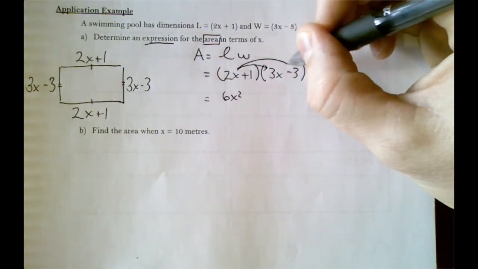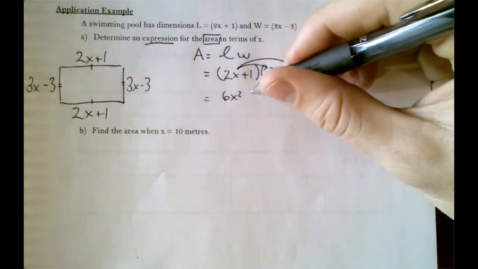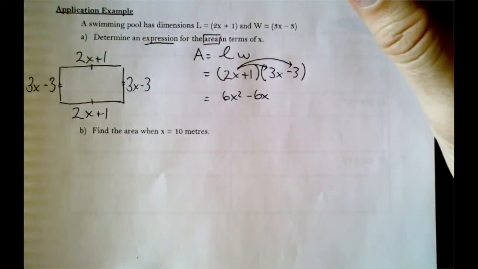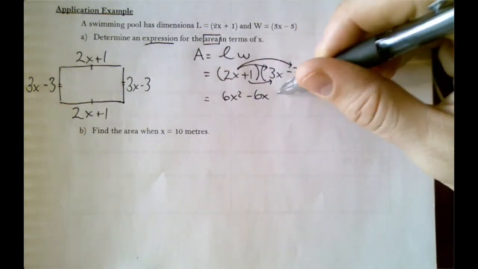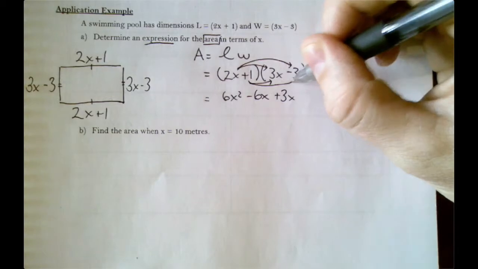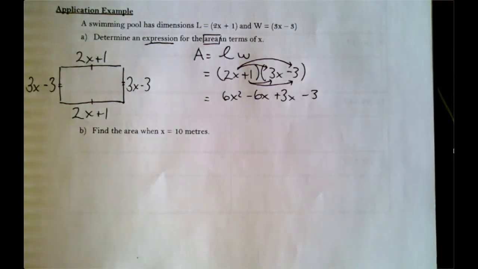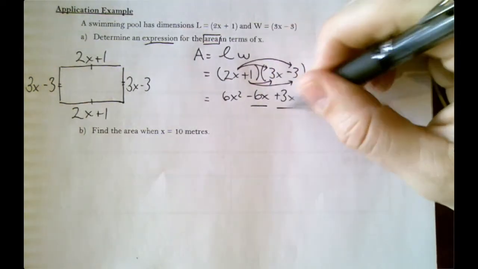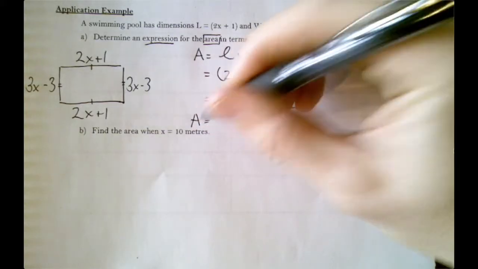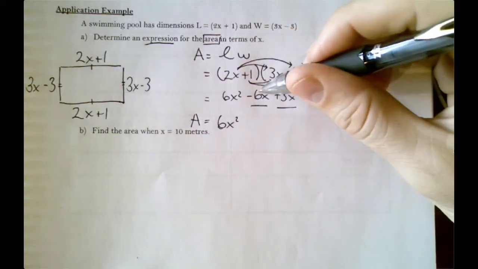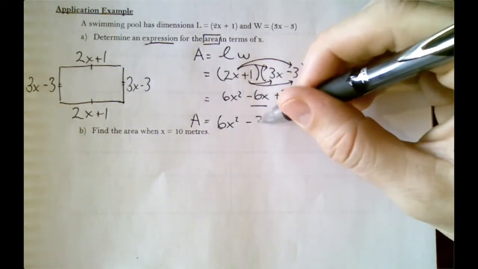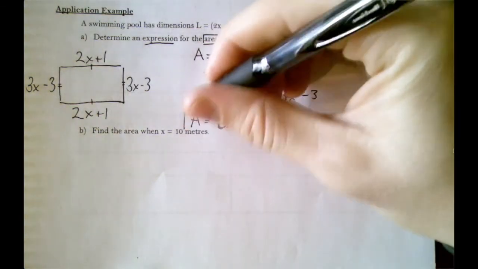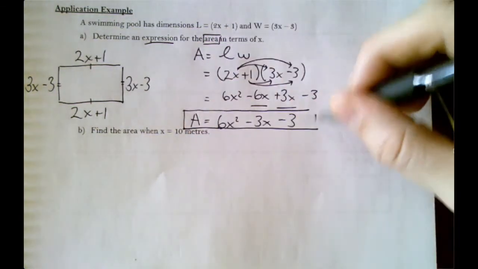Second step is the O step, the outside step. 2x times negative 3 is negative 6x. The I step, 1 times 3x is 3x. And 1 times negative 3 is our last step. There's our result of FOILing. Now we just need to collect our like terms. And we end up with our area is 6x squared. Negative 6x plus 3 is negative 3x minus 3. And this is our final answer for our expression for area.